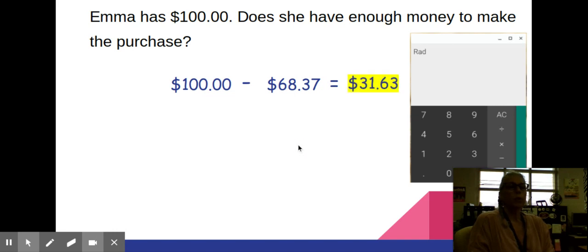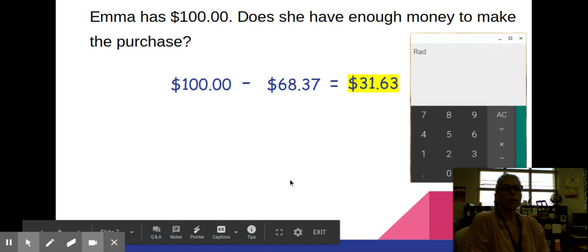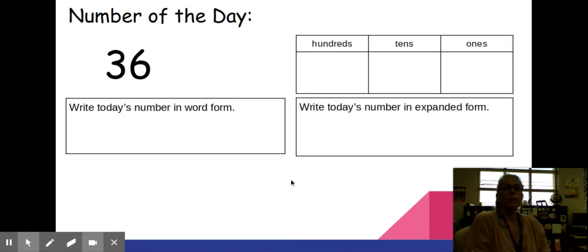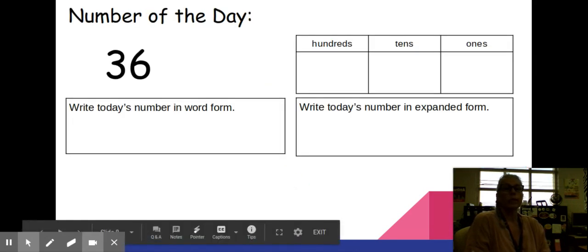Emma has $31.63 left. So Emma had plenty of money to buy her things. Let's move on and look at our number of the day. Today's number of the day is 36.